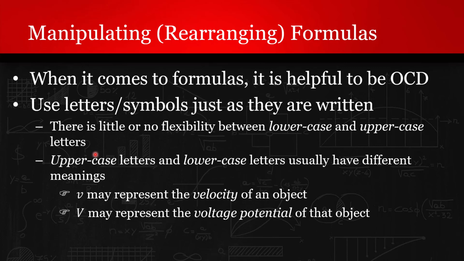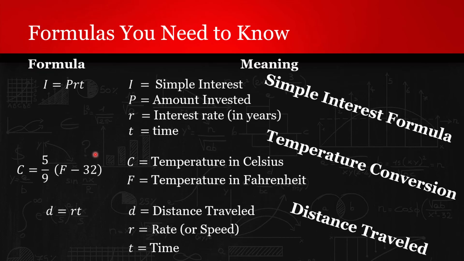Now, in this section, we will have a finite number of formulas to work with, and these will be the formulas that we will be working with. The first formula is called the simple interest formula. The formula is I equals PRT. Notice all letters, no numbers. I stands for simple interest. P stands for the amount of money that you're going to put into it, so the amount invested. R, which is typically a decimal, is an interest rate usually expressed in years, and T is time in years.